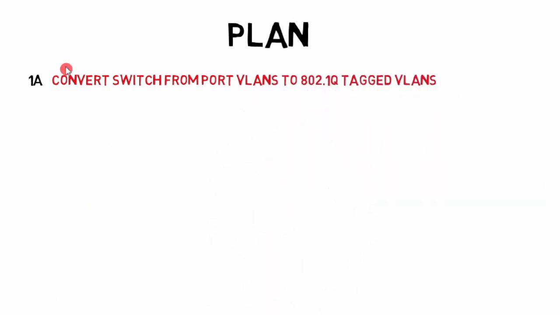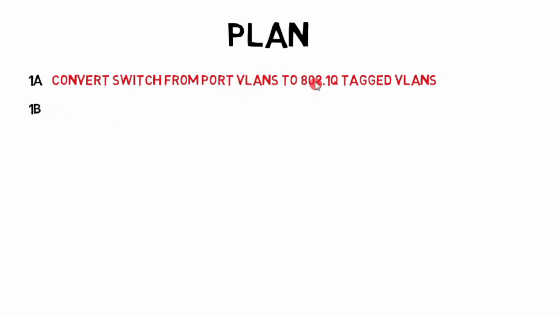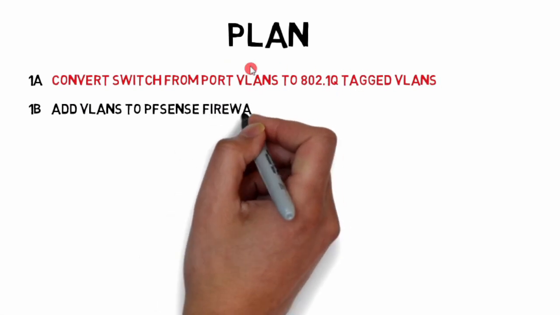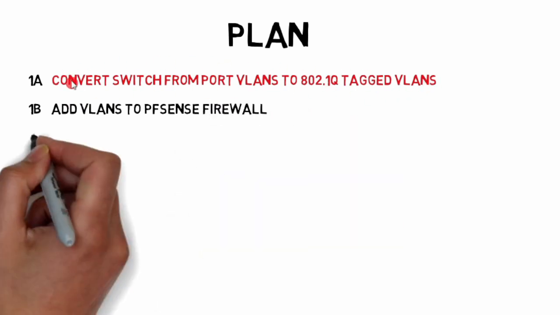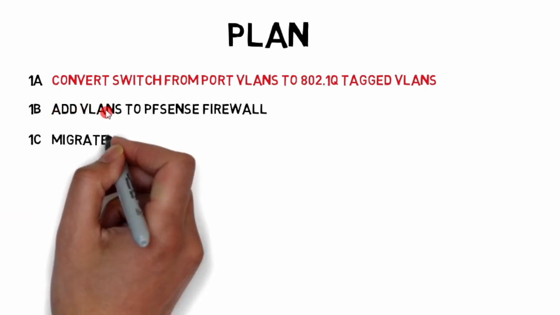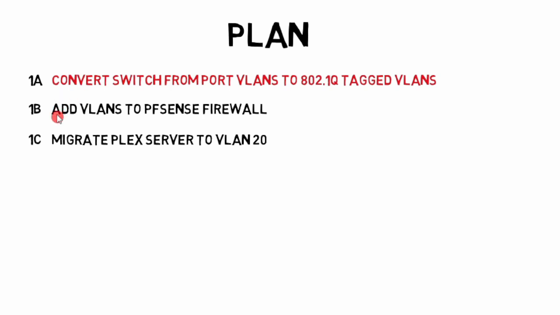Step 1A is to convert the switch from port VLANs to 802.1Q tagged VLANs. Now I've done this in red because this is where I'm going to cause an outage when it's happening. The next one, 1B, add VLANs to the pfSense firewall. I can do that without an outage.